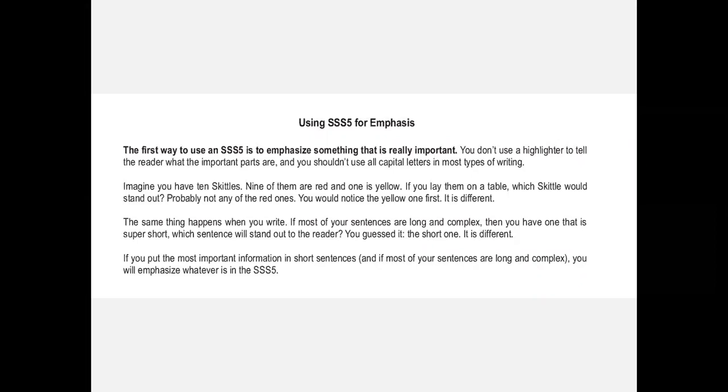So we tell them you don't highlight everything, and you don't use capital letters for everything, and you don't use all SSS5s, or they will not be different. They will not stand out. Joshua uses the example of 10 Skittles: 9 are red, 1 is yellow. You put them on the table, and the yellow one stands out. If you have longer sentences, and you have complex, and you have compound, and you have sentence openers, and all of the different types of sentences that I teach, then all of a sudden you have a little punchy SSS5, and it will be different. It will stand out.